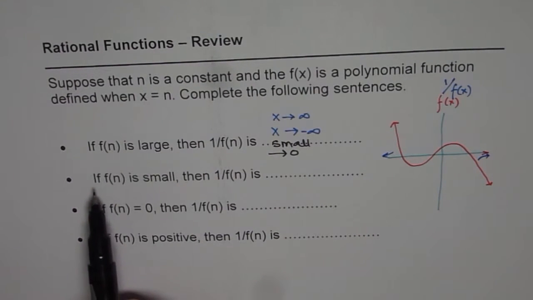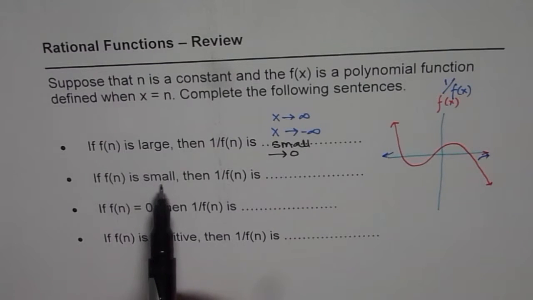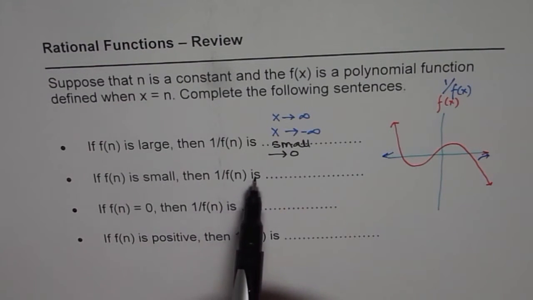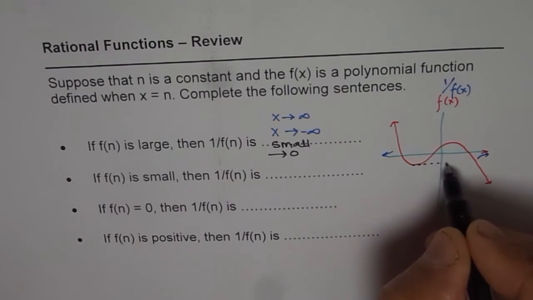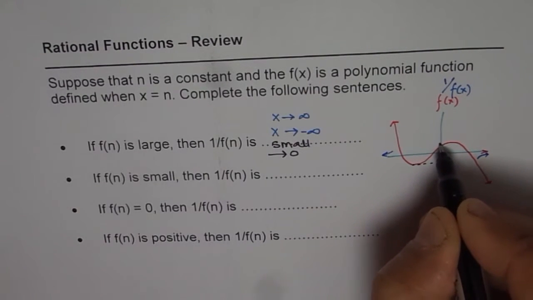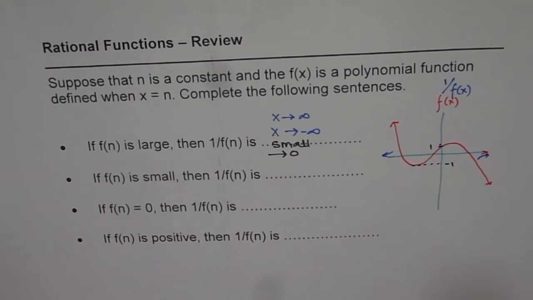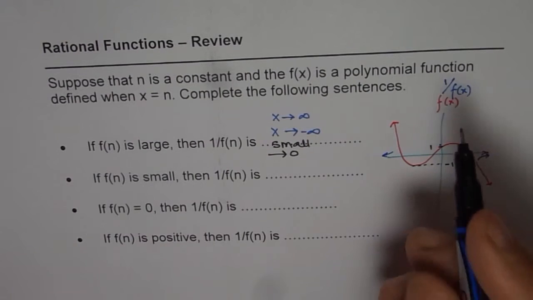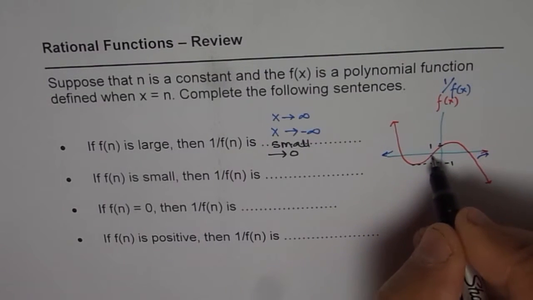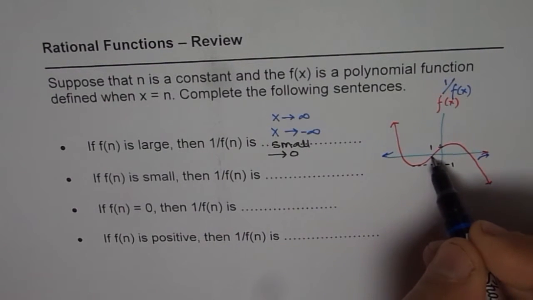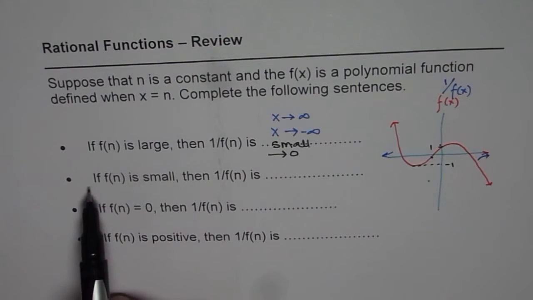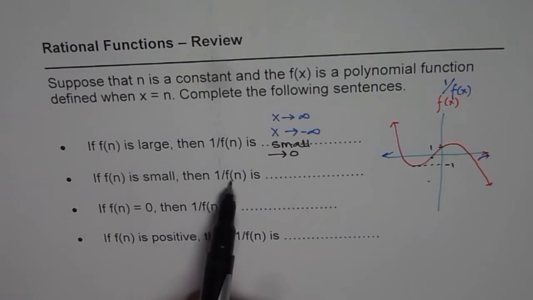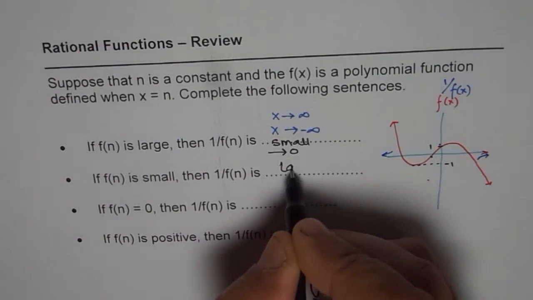Second part is, if f of n is small, then 1 over f of n is what? Let us say that this value here is minus 1 and this value here is plus 1. When we say f of n is small, meaning close to 0, then 1 over that small value is going to be a large value. Is it okay? So therefore the answer is, if f of n is small, then 1 over f of n is large.